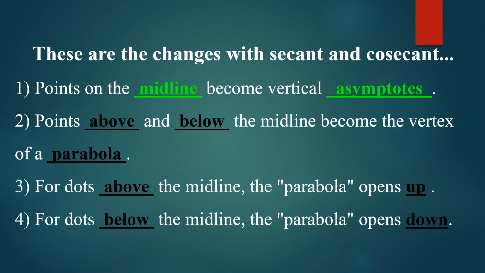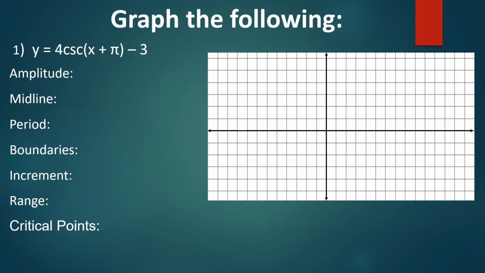So all of the points that we have for secant and cosecant are now going to become vertical asymptotes. These are places within the domain of those functions that the functions will be undefined. And then any of those maximum points and minimum points, we're going to sketch them as a parabola using that particular point as its vertex. So points that are above the midline, so those maximums, become a little baby parabola that opens upwards, and then the minimum points below the midline become what I call baby parabolas that face downward. Okay, so first example, here we go.